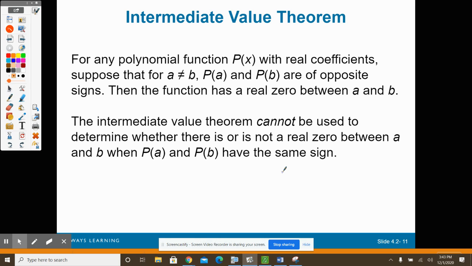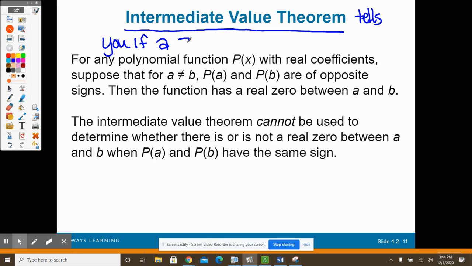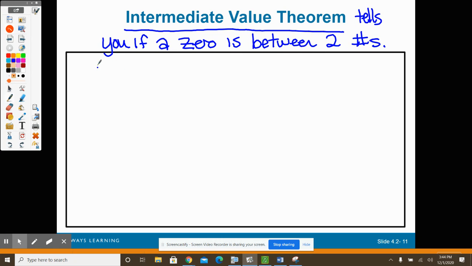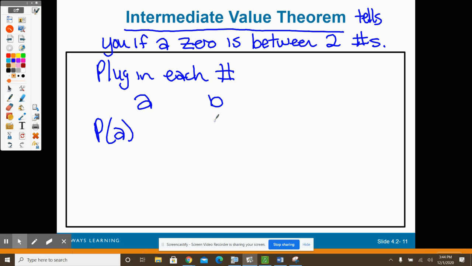They're saying, and you will have to use this on your test and everyone will forget, they want the intermediate value theorem. It tells you if a 0 is between two numbers. Okay? It's all about the sign. And here's what it does. You plug in each number. So they're saying that the numbers are going to be A and B. So you plug in P of A and P of B.